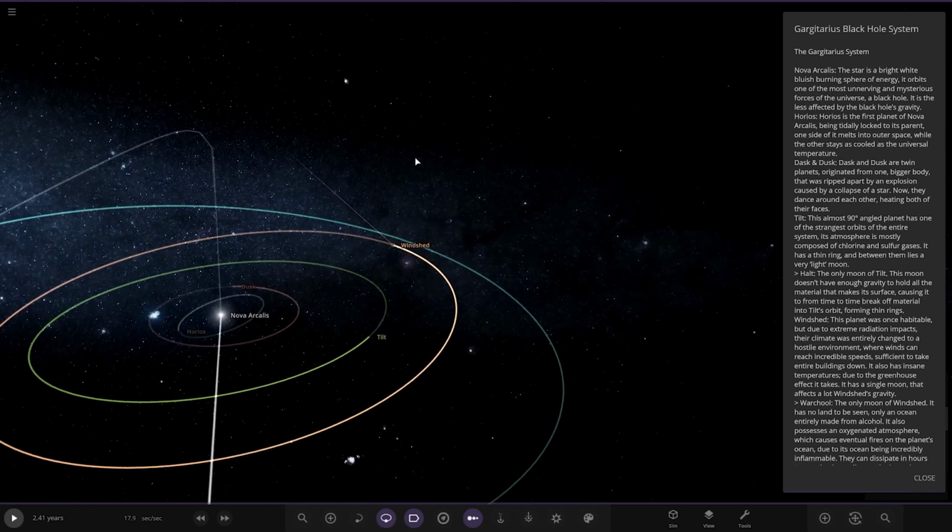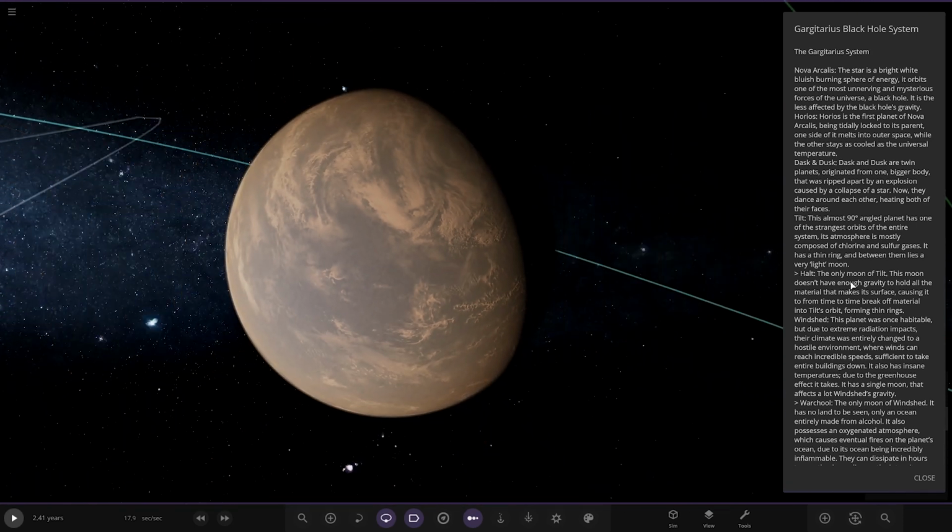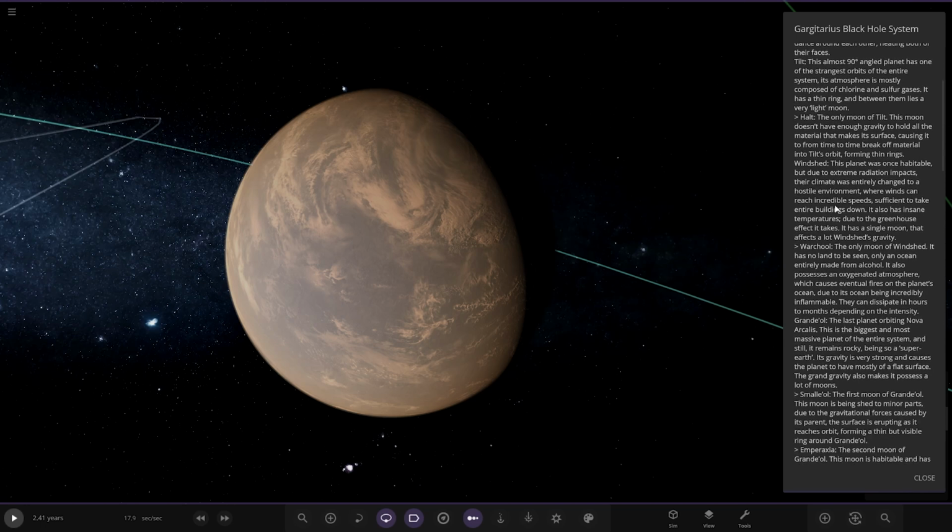Okay. Next up we've got Windshed. Oh yeah, and also the moon. The only moon, it doesn't have enough energy to hold all the material, causing it to break material from its surface into the orbit. Okay, forming the rings.